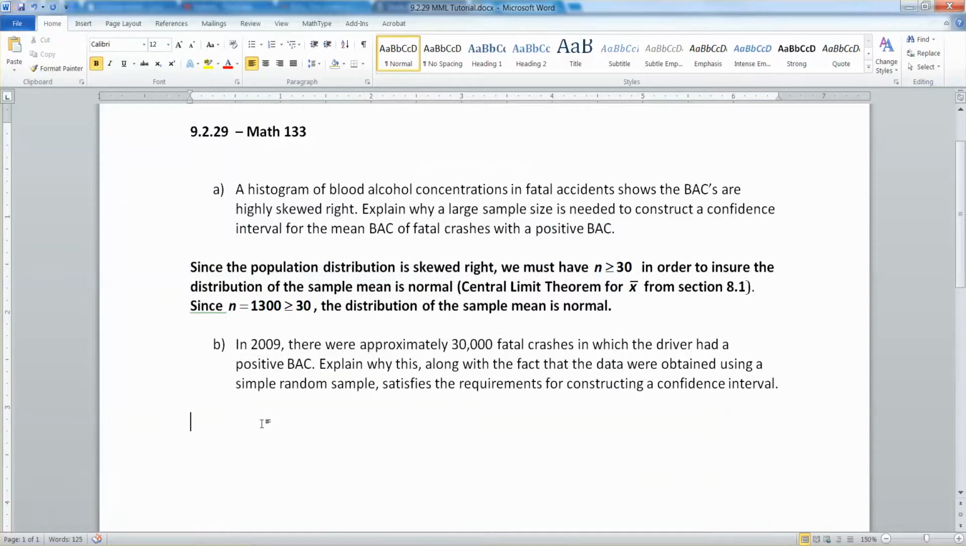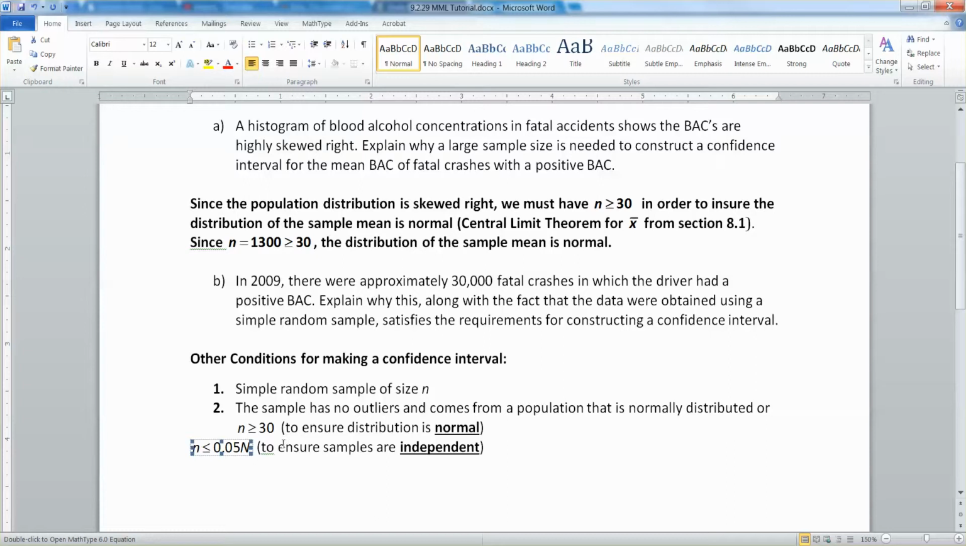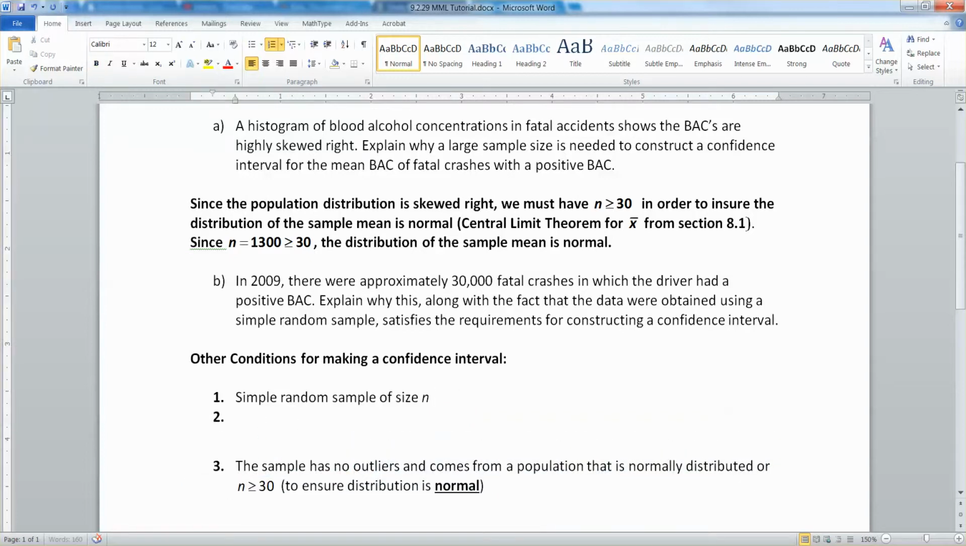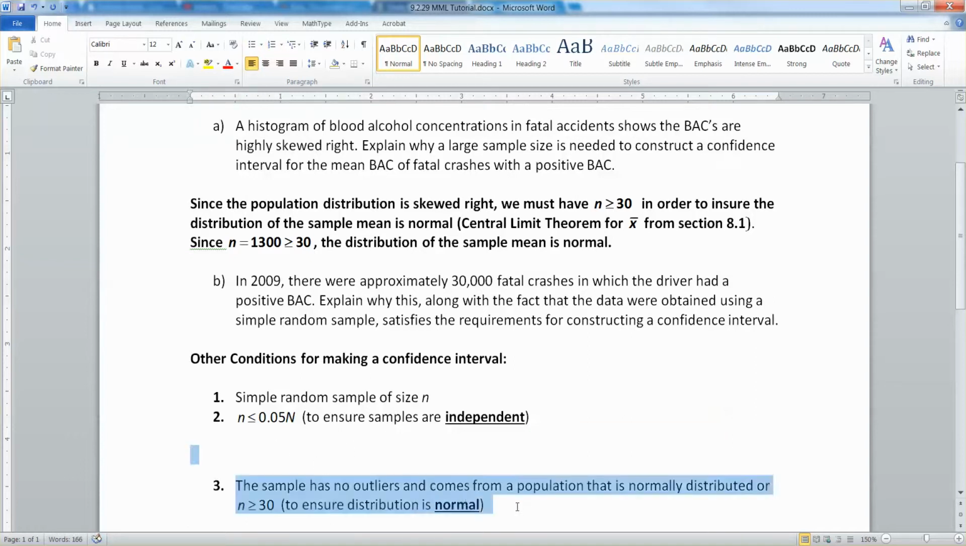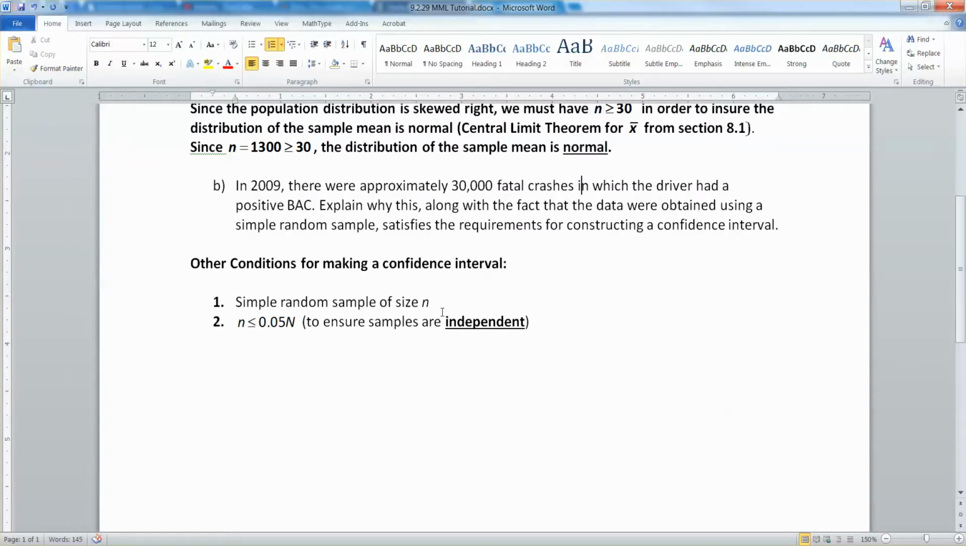Let me show the other two conditions for making a confidence interval. They are a simple random sample of size n, and that little n must be less than or equal to 5% of capital N in order to ensure independence. I apologize. The other condition, this part is to ensure normality. This part is going to be ensuring that it's independent. So we have this piece given to us in the instructions in the setup of the problem.